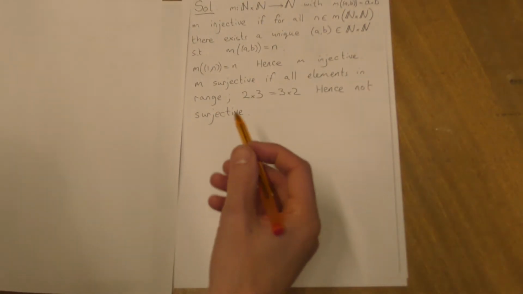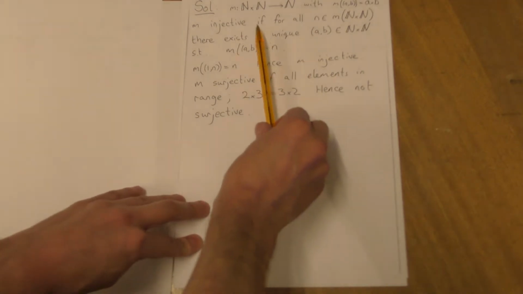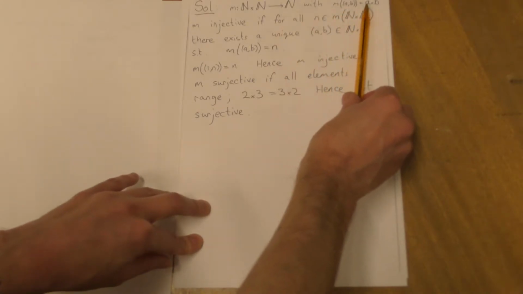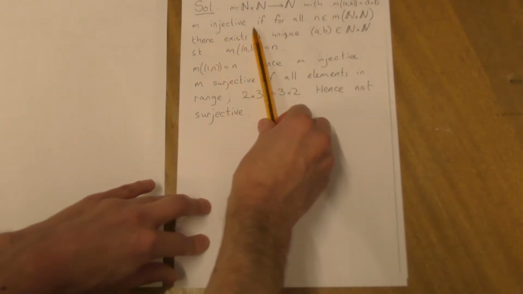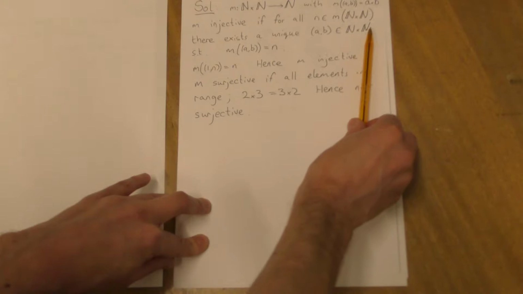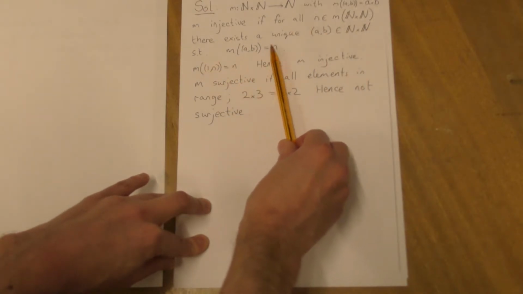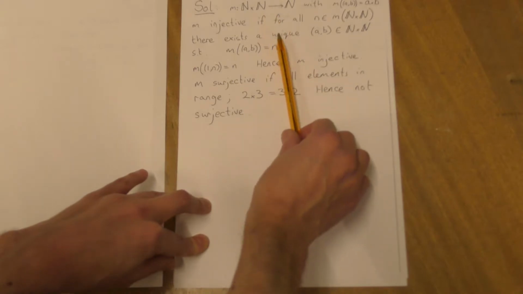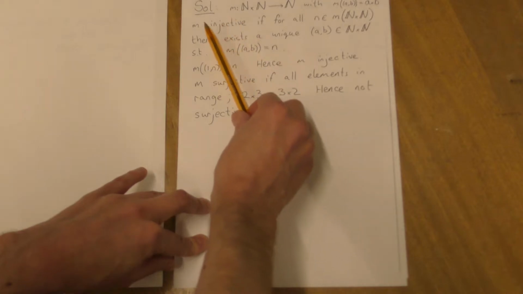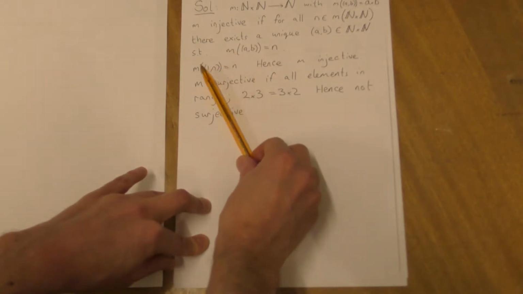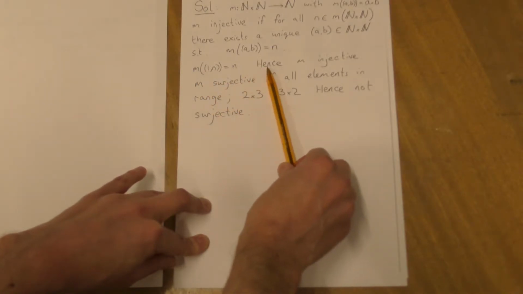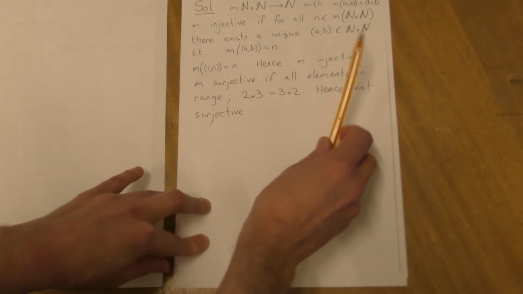So moving on to the next solution, we have that m is a map from N cross N to N with m of (a,b) equal to a times b. M is injective if for all n in the image there exists a unique (a,b) in the domain such that m of (a,b) is equal to n. So already this is an excellent start because it's explicitly shown that we understand what injective means. So it says here that m of (1,n) is equal to n, hence this is injective.